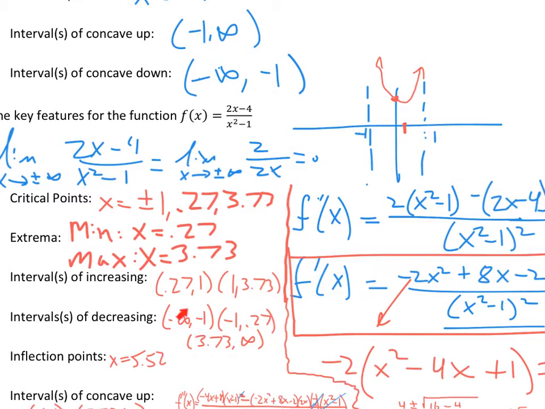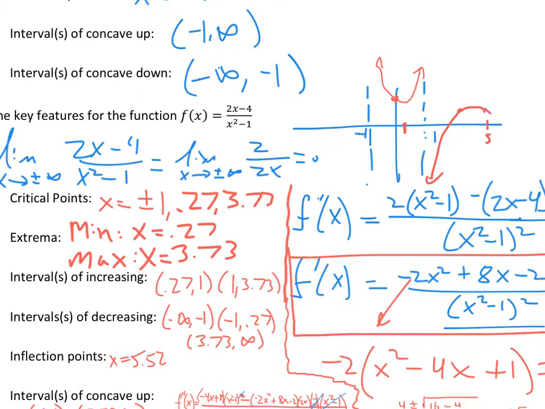We have a maximum at 3.73. We got an inflection point, okay? And we are increasing from 1 to 3.73. So we've got a maximum somewhere over here at 3.73. We're increasing, okay? And then we're going to come around here. We're concave down. We have an inflection point at about 5.52, okay?